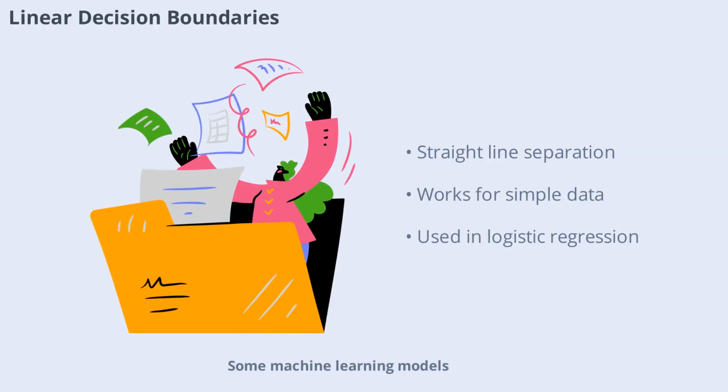Machine learning models like logistic regression or linear support vector machines create linear decision boundaries. This means the boundary is a straight line, plane, or hyperplane depending on the number of features. Linear boundaries work well when the classes are easily separable. However, if the data is more complex, a straight line might not be enough to separate the classes accurately.